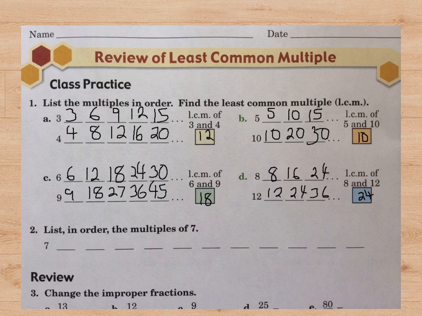Okay, it says list in order the multiples of 7. 7, 14, 21, 28, 35, 42, 49, 56, 63, 70, 77.